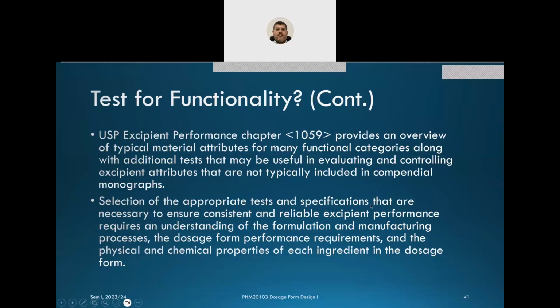So you have to choose appropriate tests and specifications that are necessary to ensure consistent and reliable excipient performance. And this requires understanding of the formulation and manufacturing process, understanding the dosage form performance requirements, and the physical and chemical properties of each ingredient in the dosage form.